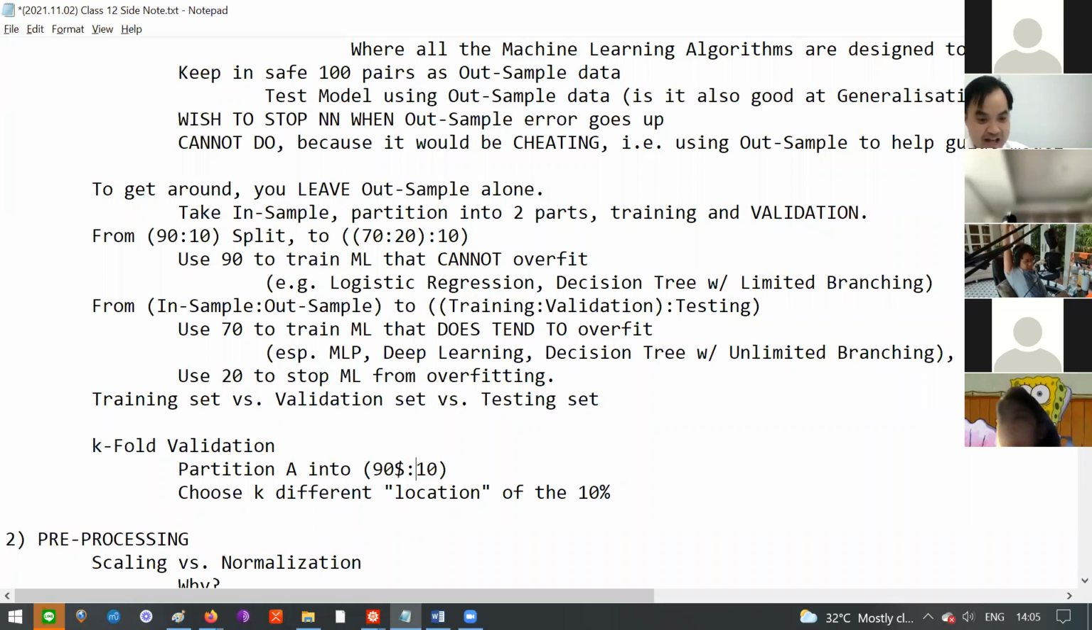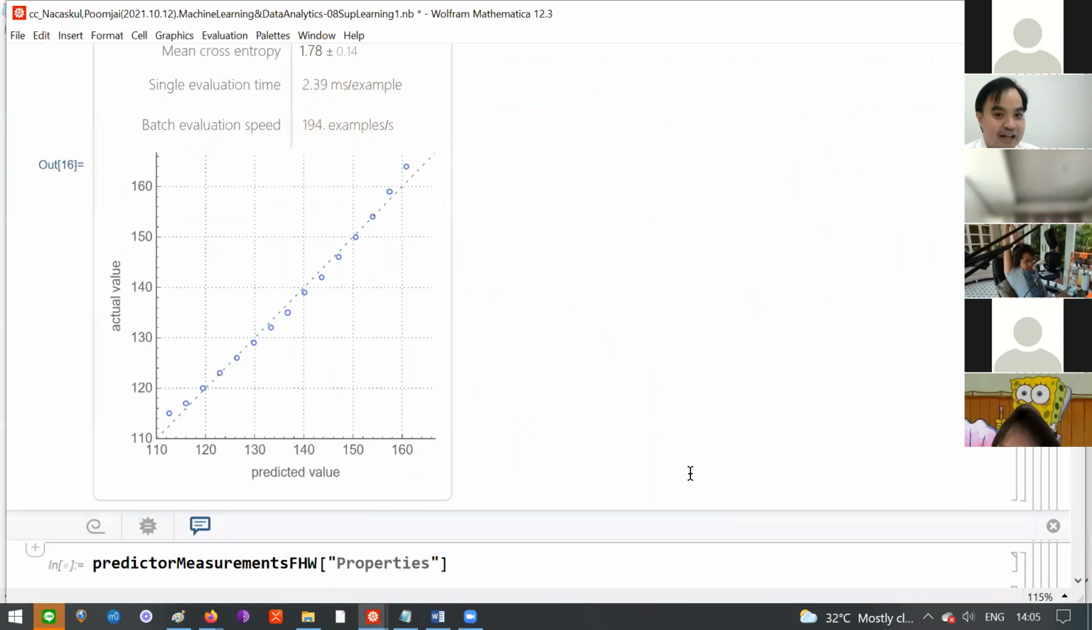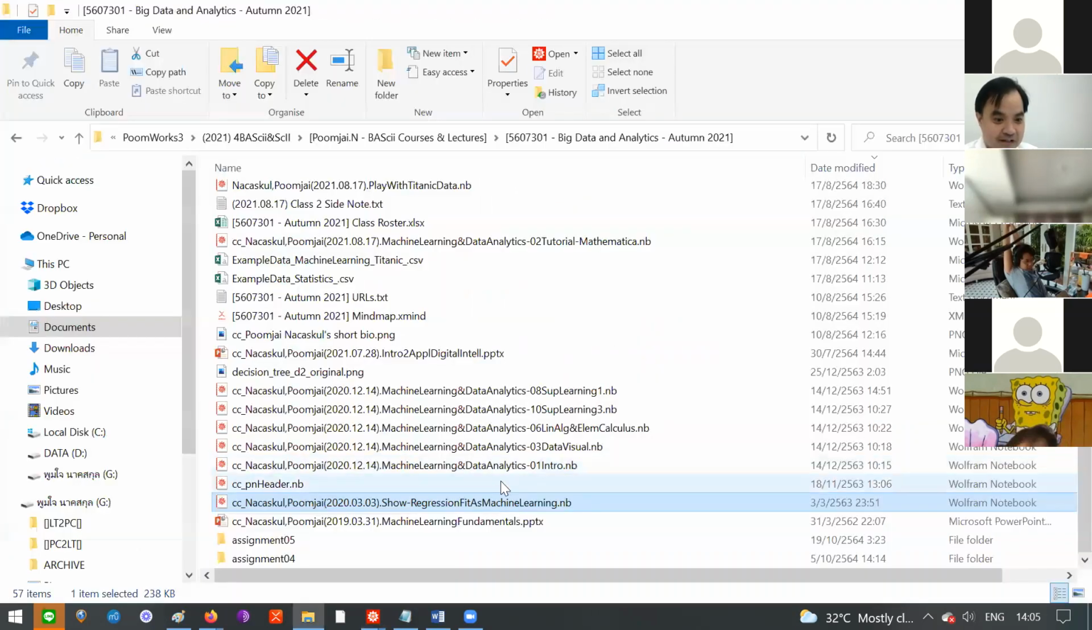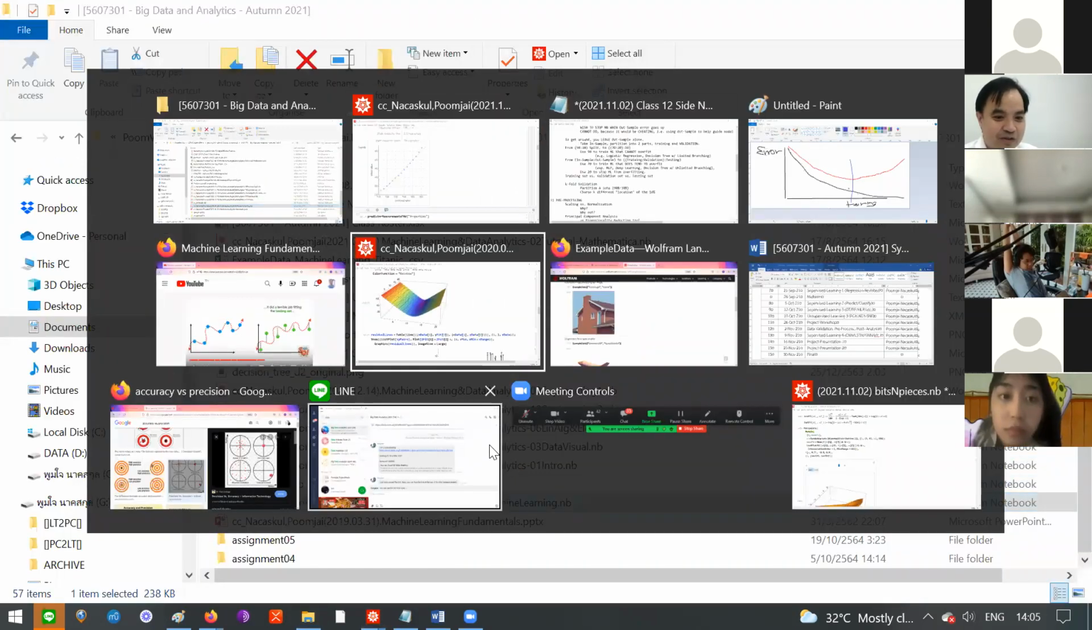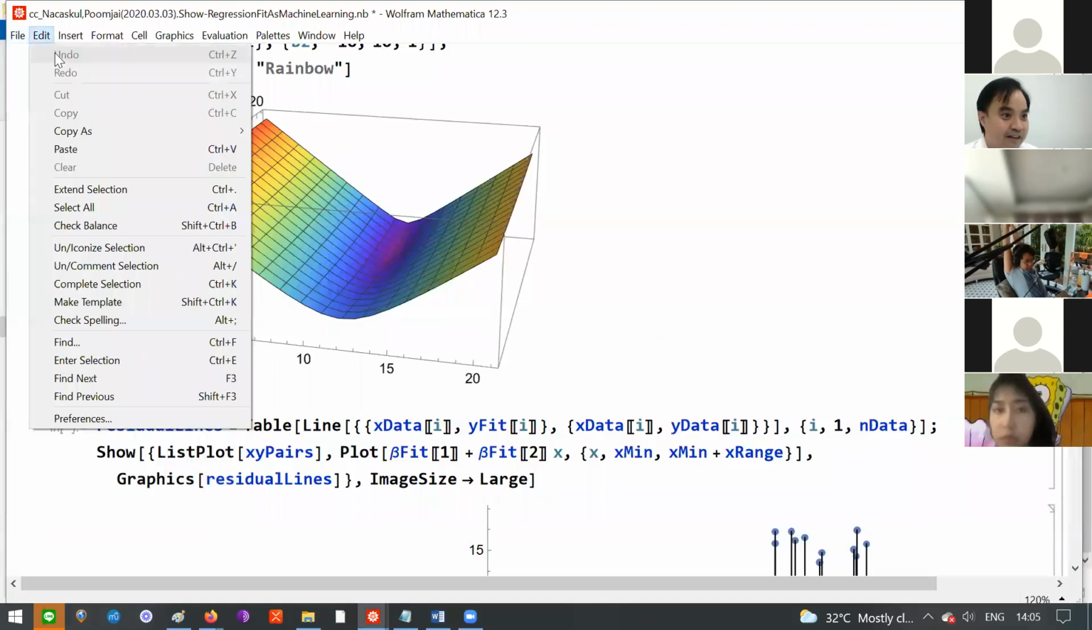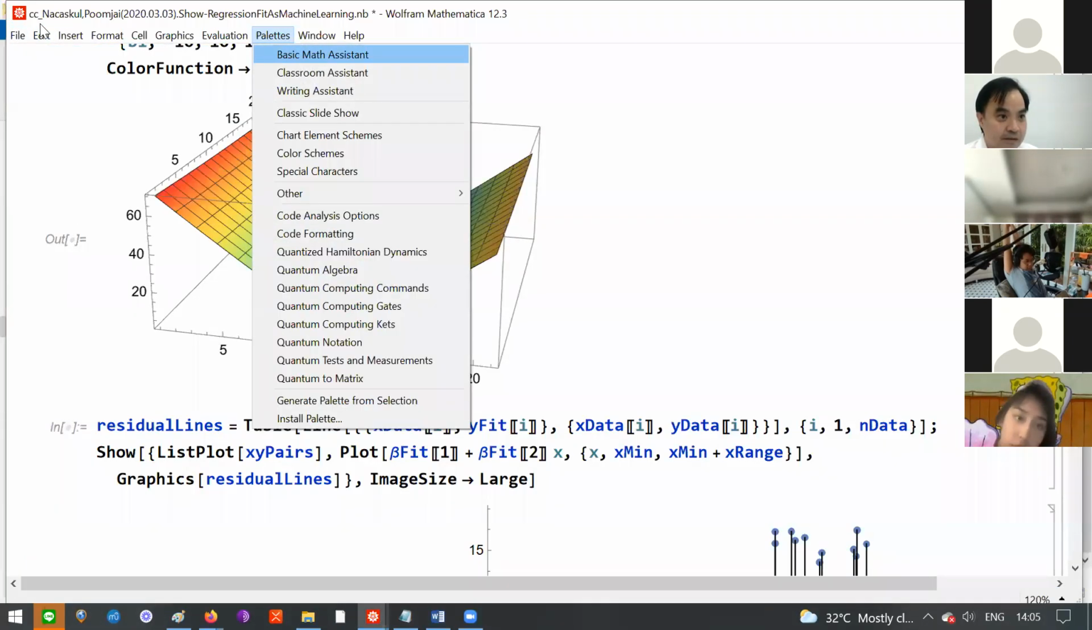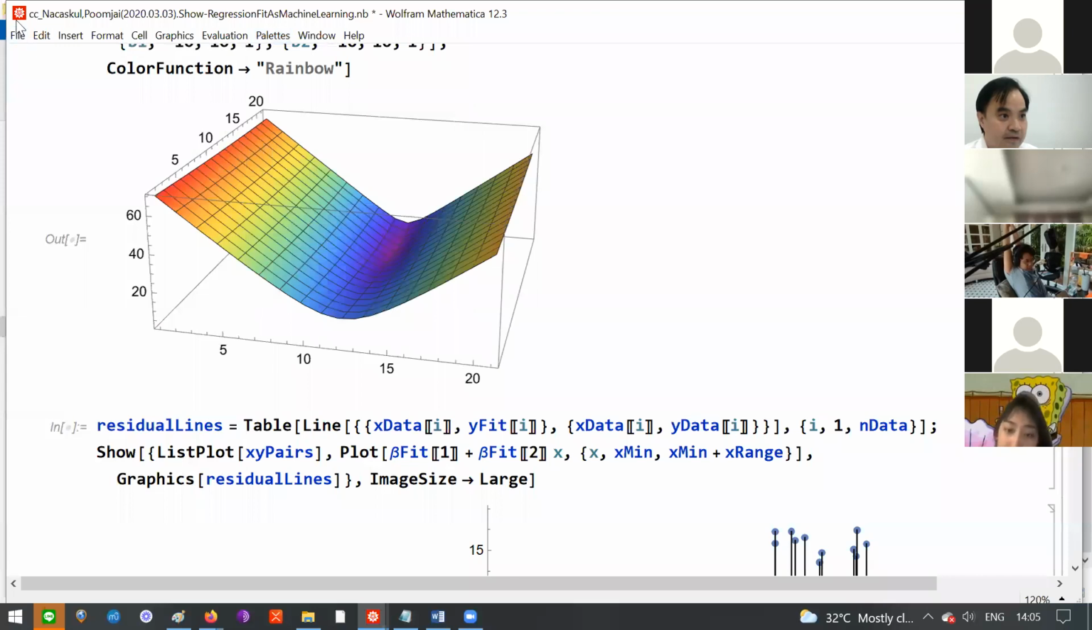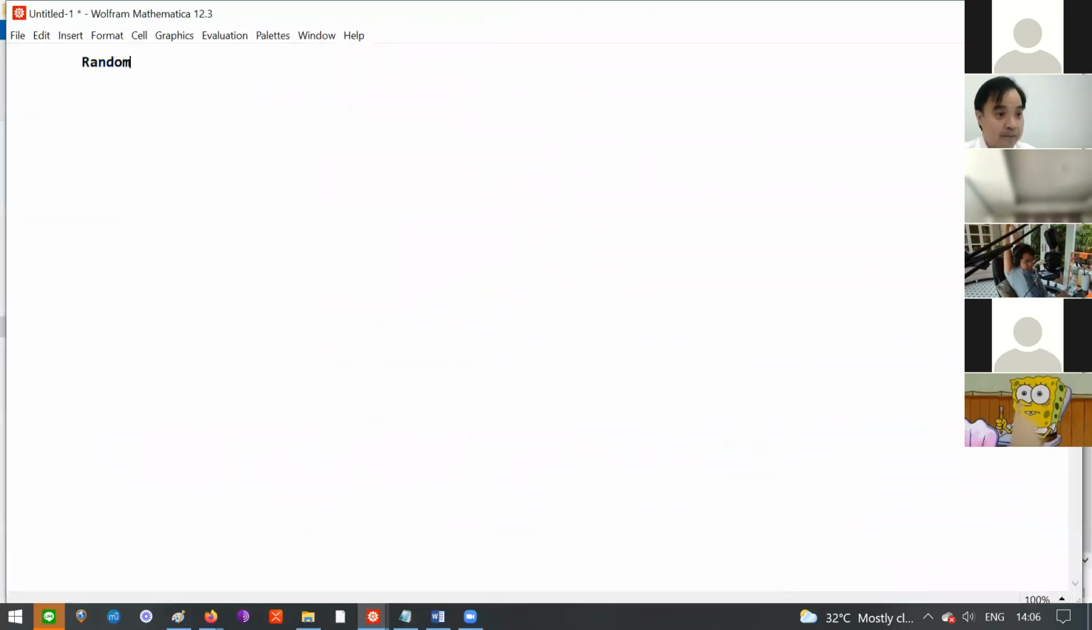In other words, I'm just going to draw this thing. Okay, let's say random variance uniform.